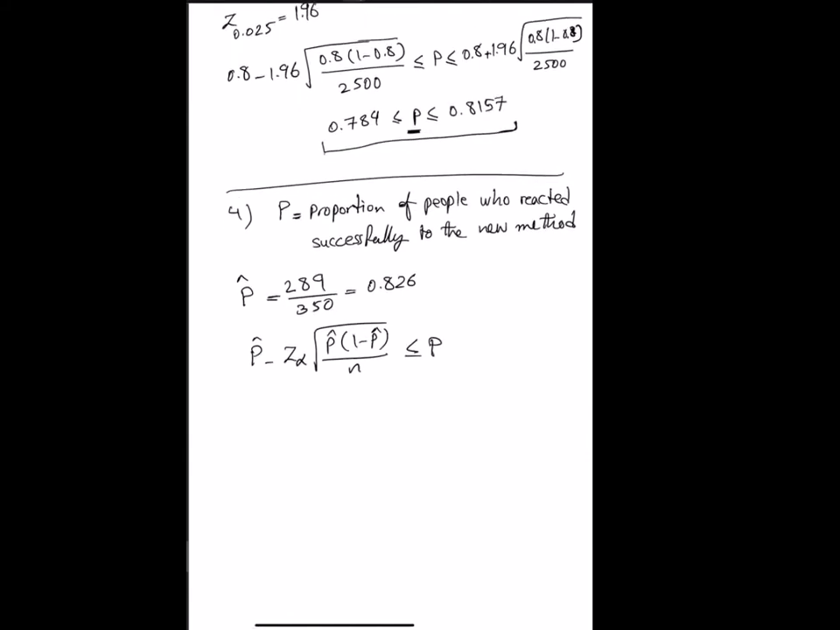So obviously I have p hat. The only other thing that I need here is z of alpha. And alpha is, since I need a 95% confidence interval or lower bound, it's going to be 1 minus 0.95, which is 0.05. And z of 0.05 is 1.64.